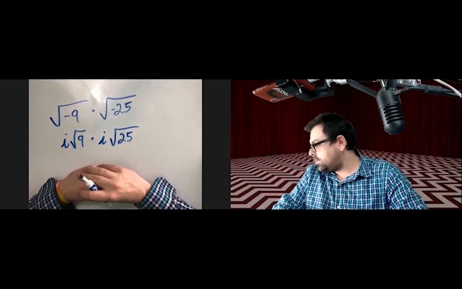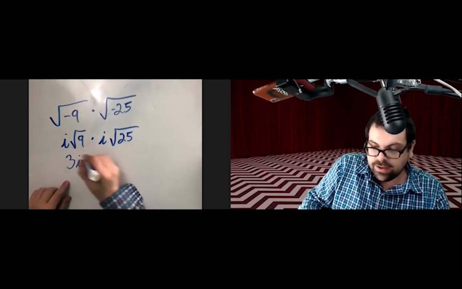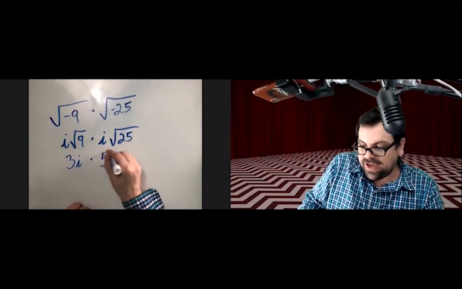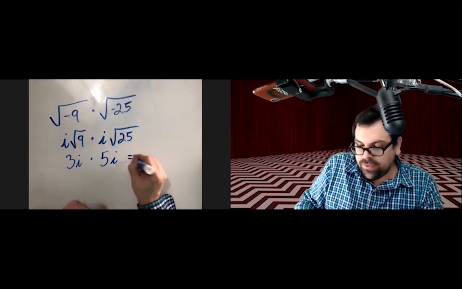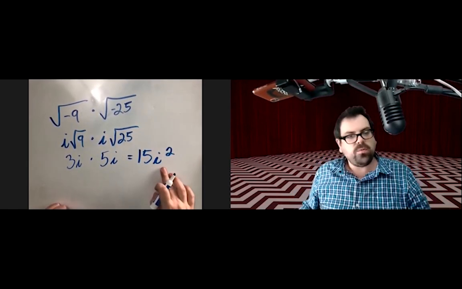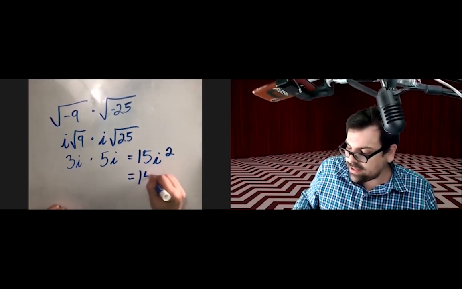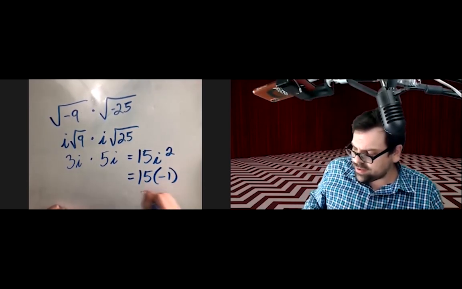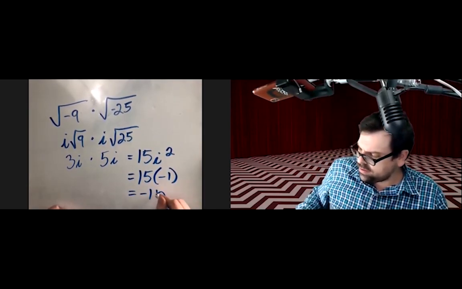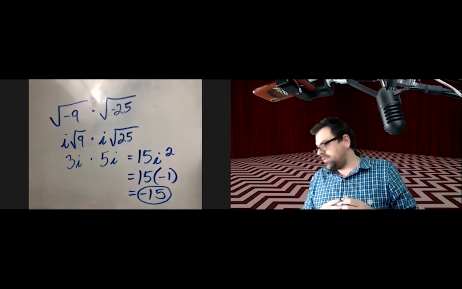Why? Well, then this one becomes 3i, and this one becomes 5i. 3i times 5i is 15i squared. And what was so special about i squared? Well, i squared is always negative 1. So our answer is negative 15.